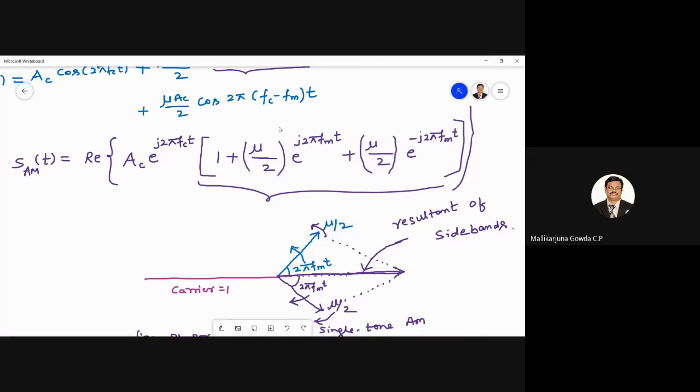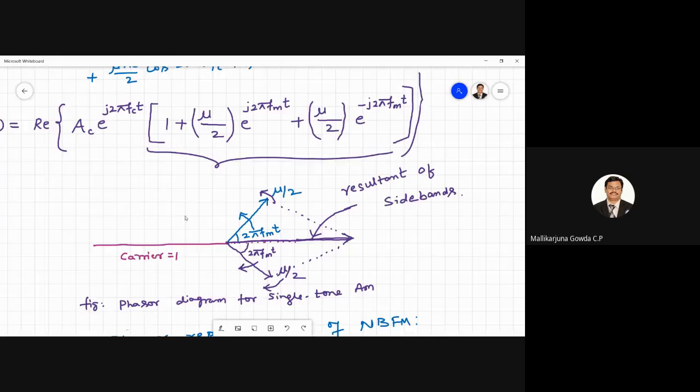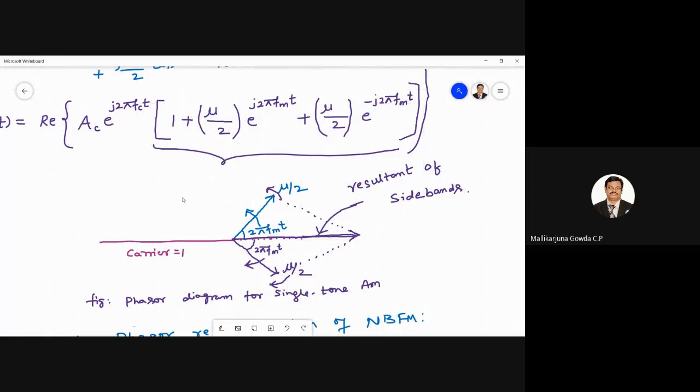So now I can write the phasor diagram for this, whatever term I have written in the square bracket. Keeping the carrier as reference, with respect to this point, for the first term, e power j 2 pi fmt will be rotating in the counterclockwise direction, right? The second term is e power minus j 2 pi fmt, which will be rotating in the clockwise direction. And this will be my resultant of the side bands, right? So this is the phasor diagram I wrote for standard AM.